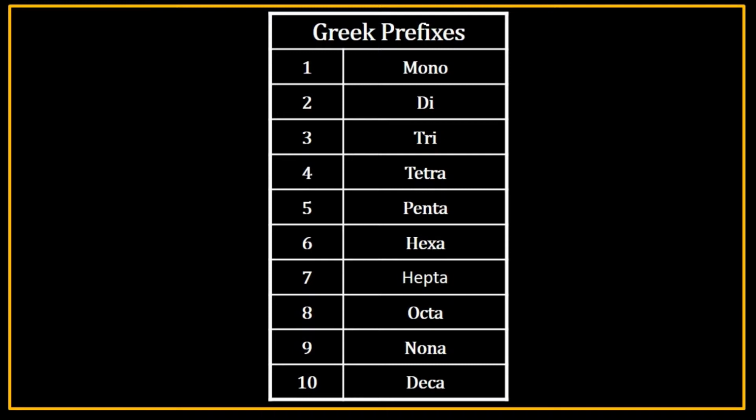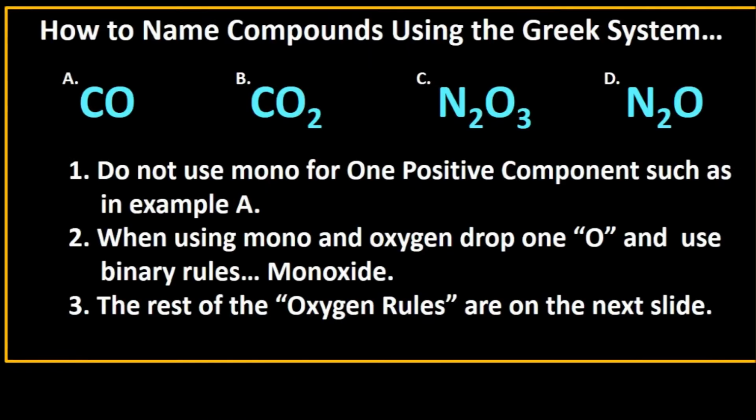Di is the Greek prefix for two. Here are the prefixes: mono, di, tri, tetra, penta, hexa, hepta, octa, nona, and deca. You simply apply those prefixes to determine how much of each component is there. So here are some examples.